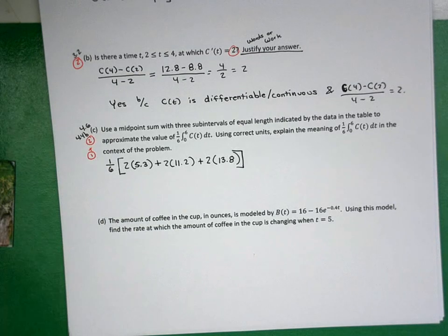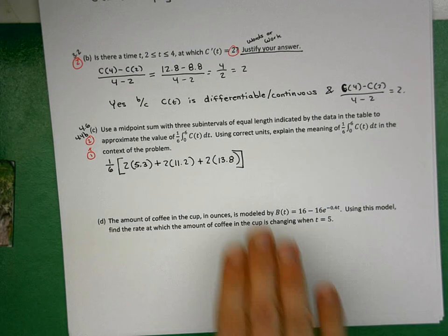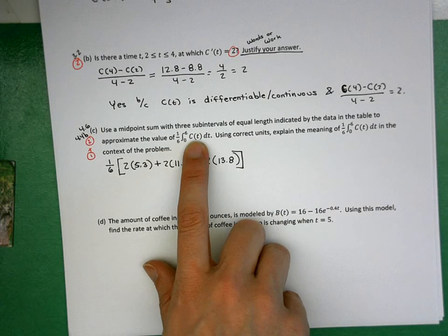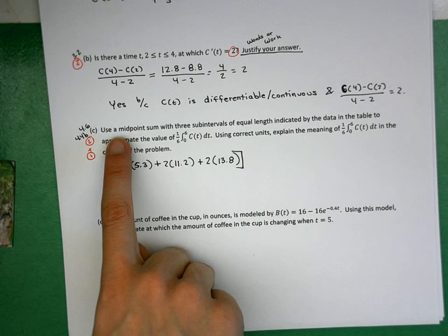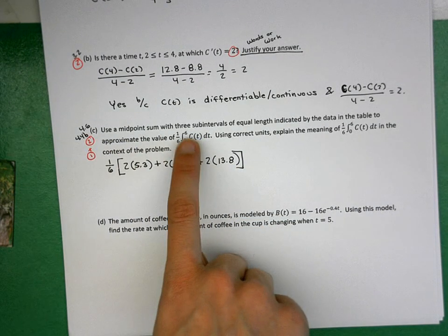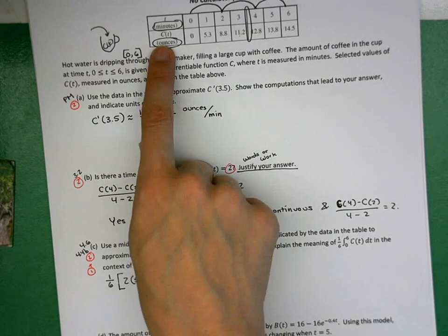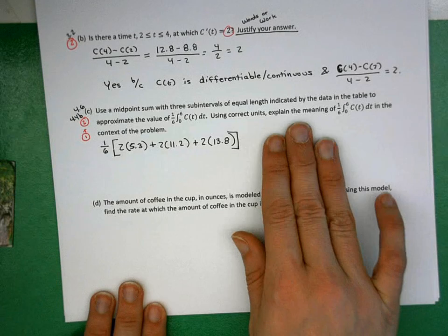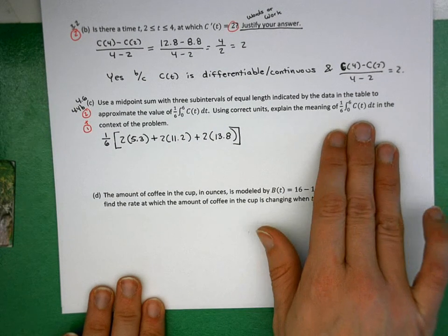There is one more point available for this problem, which is the last sentence here. Using correct units, okay, so we've just totaled up the amount in our cup, right? So to approximate the value, so we've totaled it up, so this would be ounces for units here. Okay. Explain the meaning of this 1/6, 0 to 6 of C of t in the context of the problem.